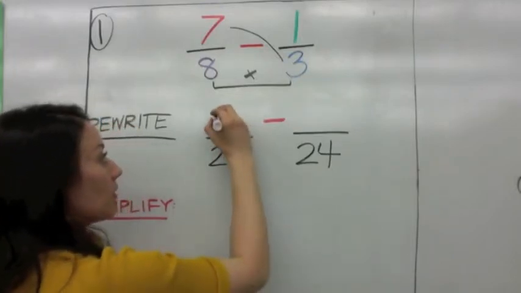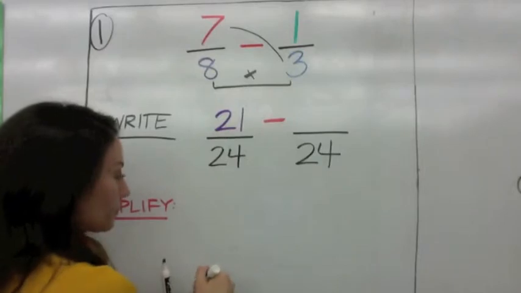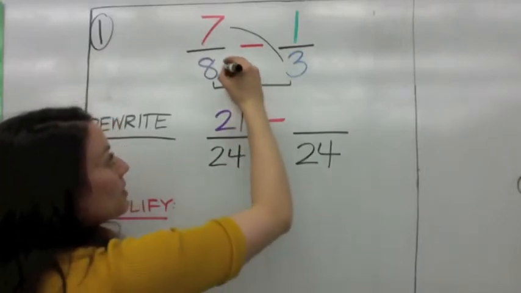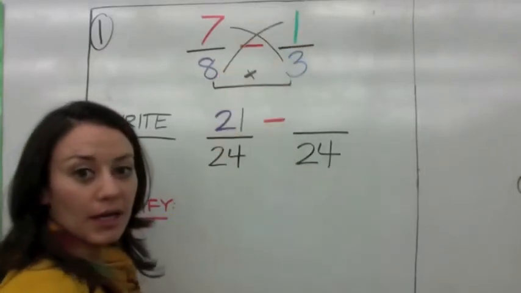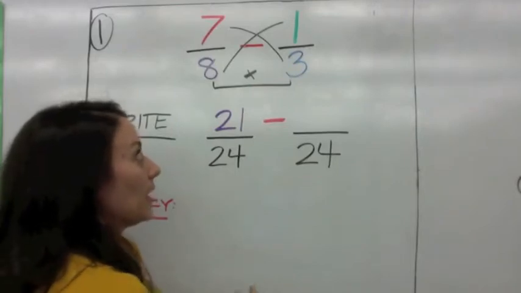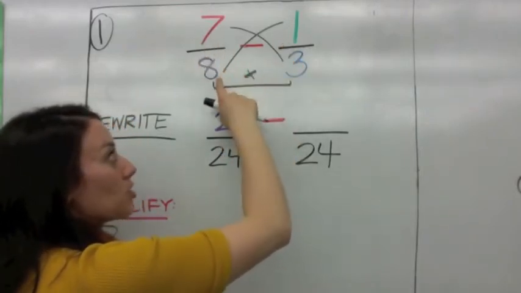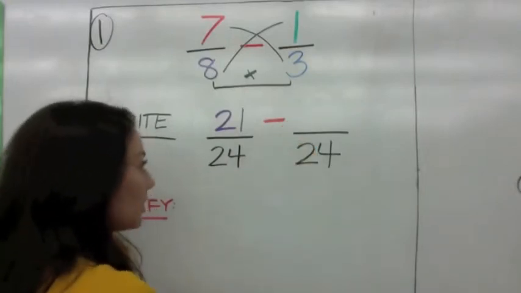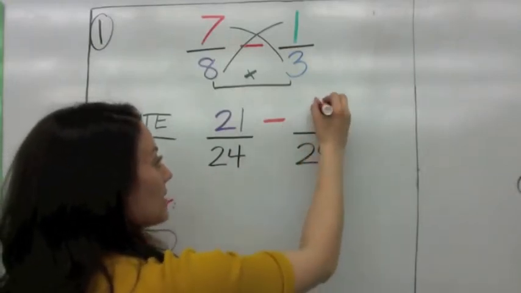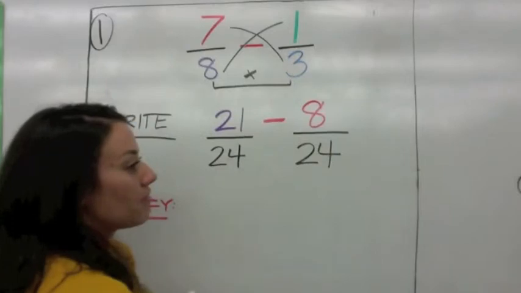What is it? 21. Now we're going to cross multiply this way. 8 times 1. What's 8 times 1? Any number times 1 is that number multiplied by 1. So what's 8 times 1? It is 8. Very, very good.